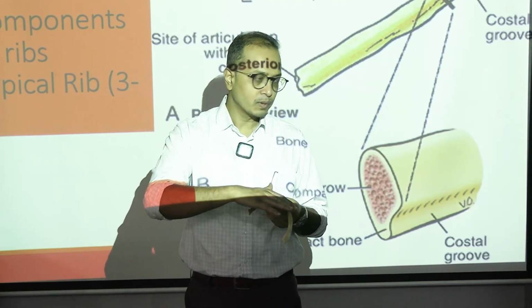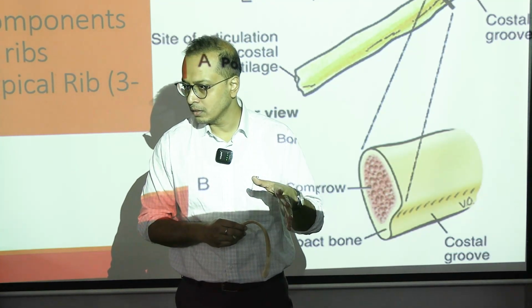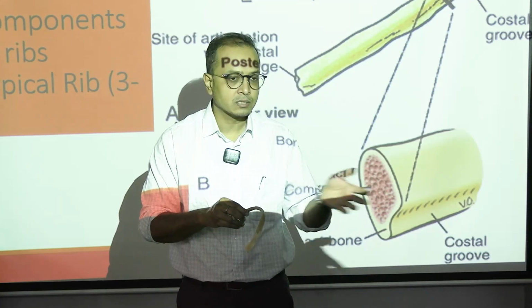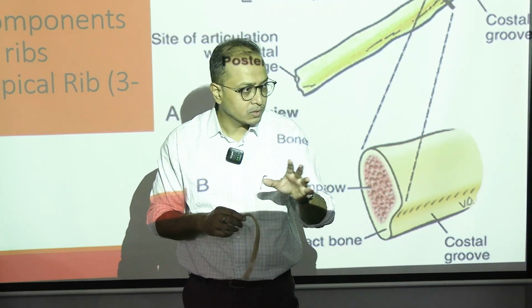Now apart from that, these surfaces give attachment to three sets of muscles: external intercostal, internal intercostal, and innermost intercostal. Both above and below have the same features, external to internal, they have the same arrangement. These are the common things.